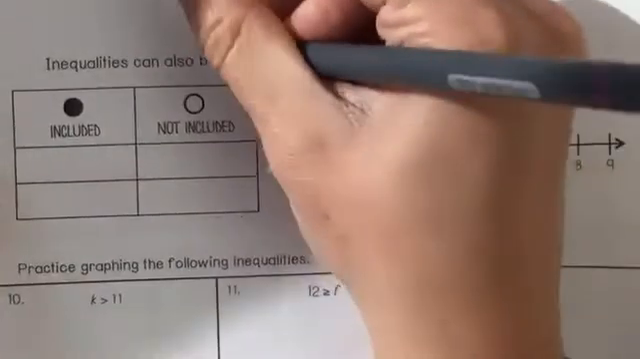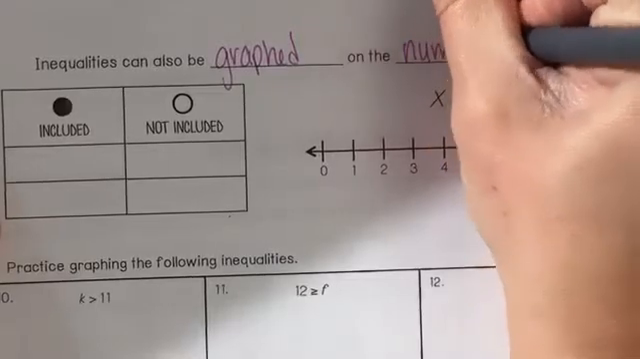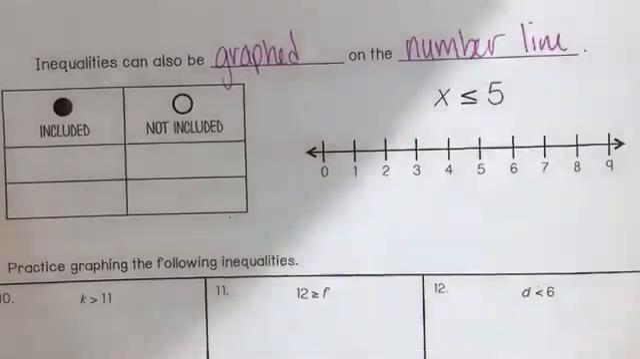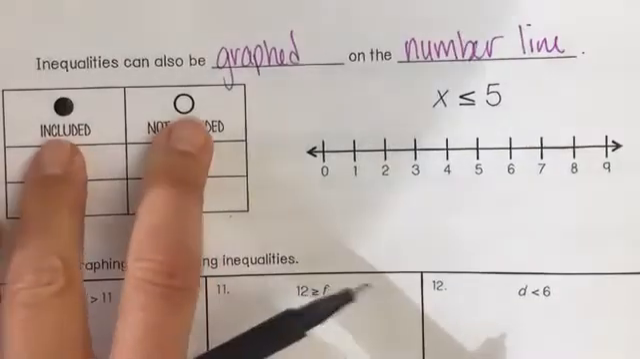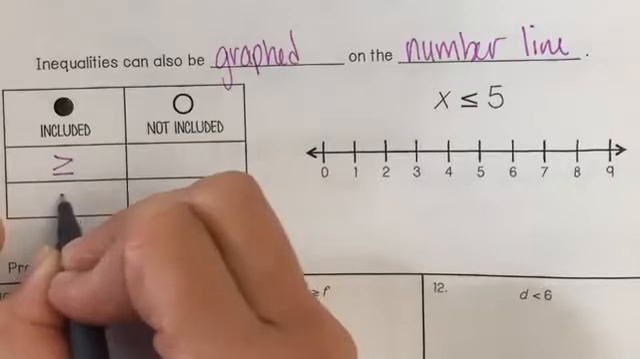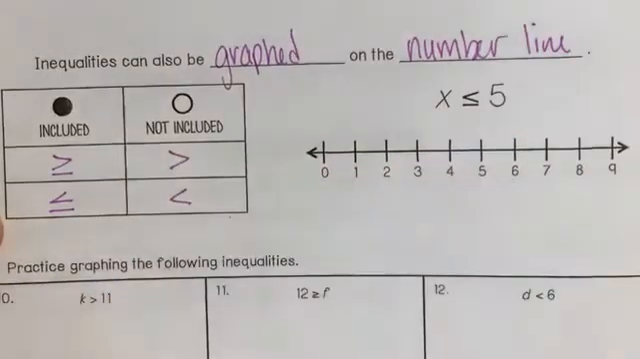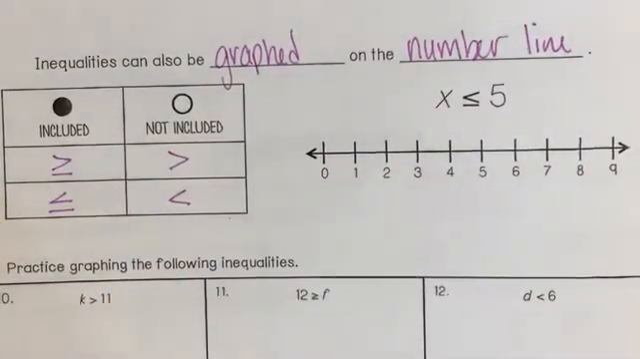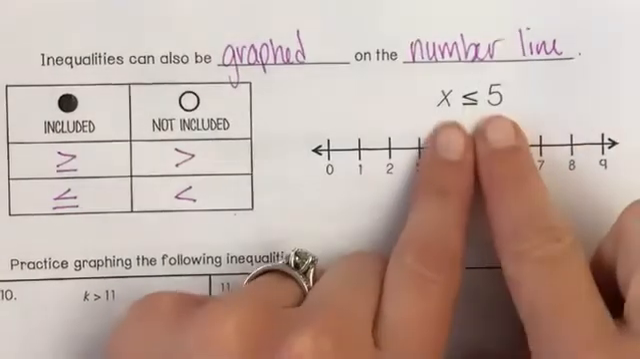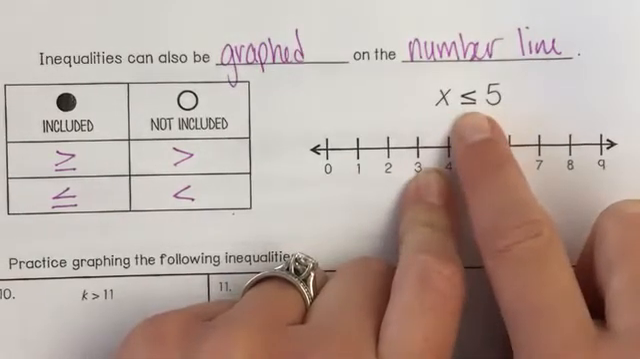So inequalities can also be graphed on the number line. Okay, so we've got two different kinds of circles. One is a shaded circle, and that means included. So greater than or equal to or less than or equal to are the two inequalities that will produce a shaded circle. Greater than or less than without the line underneath it will produce an open circle, is how I call them. So if I were to look at this inequality, I would determine if I use an open or a closed circle and where that circle is going to go.